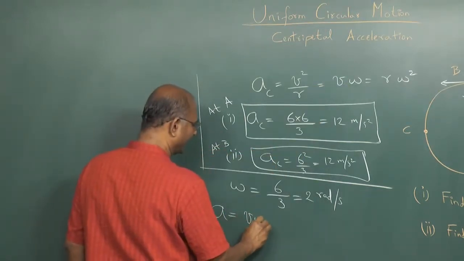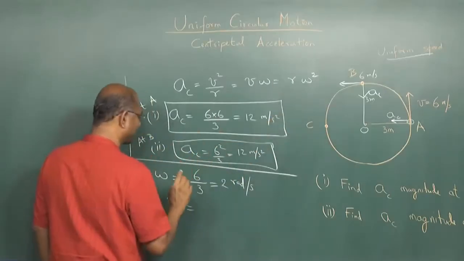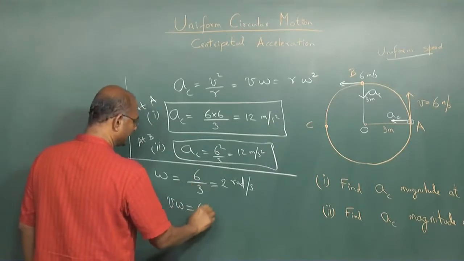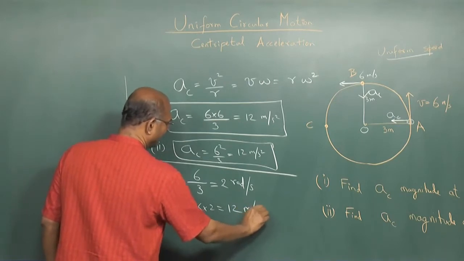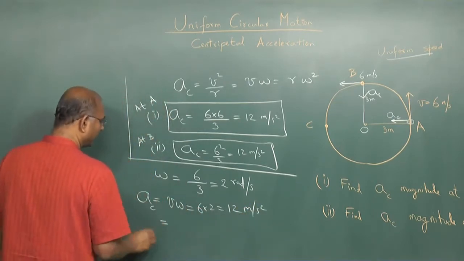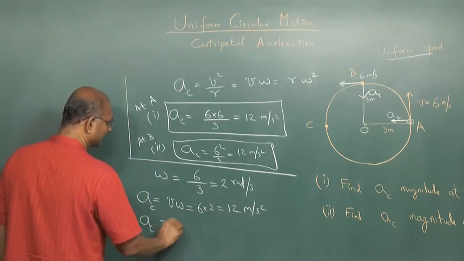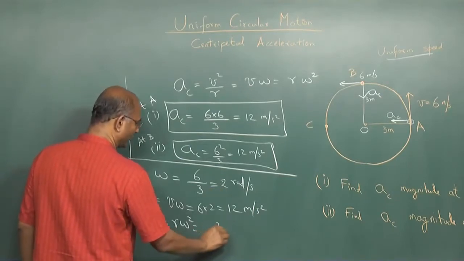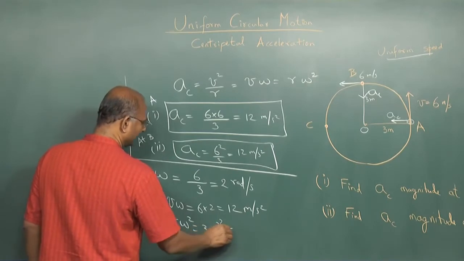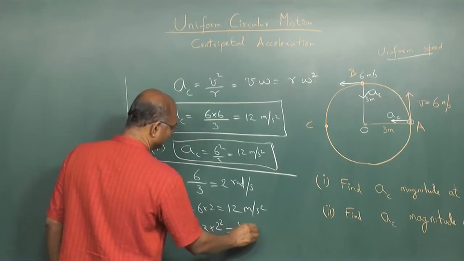So if I said it was V omega, V is 6 meters per second into omega. So 6 into 2, 12. So this is another way in which we could have calculated acceleration, centripetal acceleration. We could have also done acceleration is r omega square. Omega is 2, so 2 square. R is 3, so it's 4 into 3, 12 meters per second square.